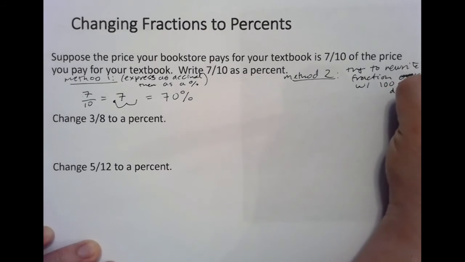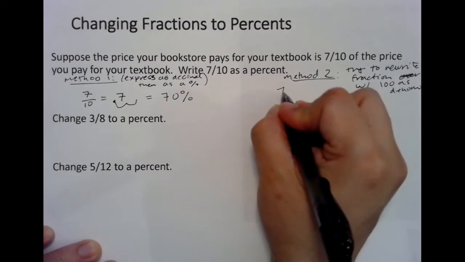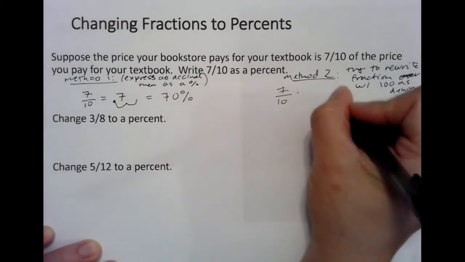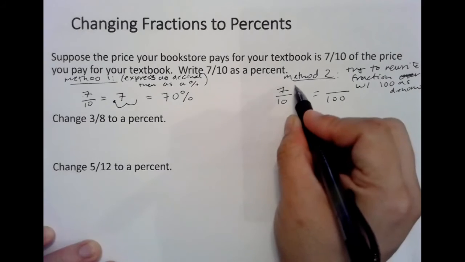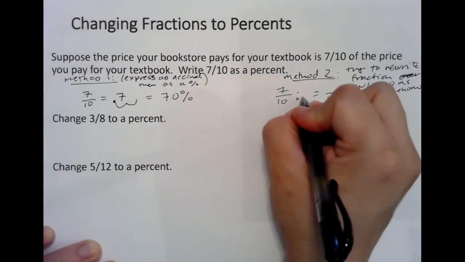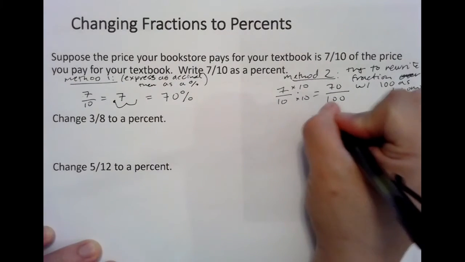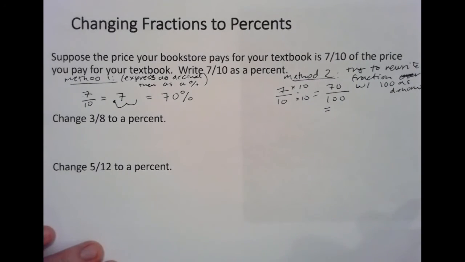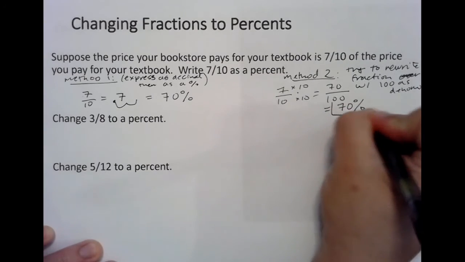Basically we begin with 7/10 and we want to end up with 100 in the denominator. So what do we need to multiply top and bottom by? In this case, we multiply top and bottom by 10, giving us 70 over 100. And what's 70 over 100? By definition of percent, that is 70%. Okay, let's do another one.